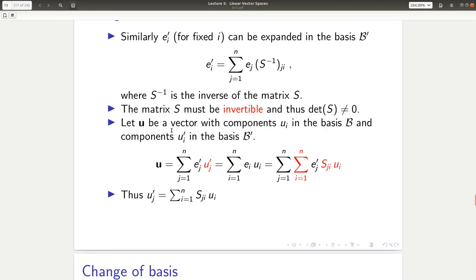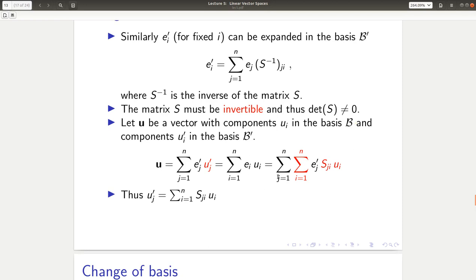I've already said that. So let u be a vector with components u_i in the basis B and components u_i prime in the basis B prime. So what does that mean? u would be the summation over j, from j equal to 1, of e_j prime u_j prime, so u_j prime are the components in the basis B prime. Similarly, you can write it as the summation of e_i u_i, where u_i are the components in the basis B.